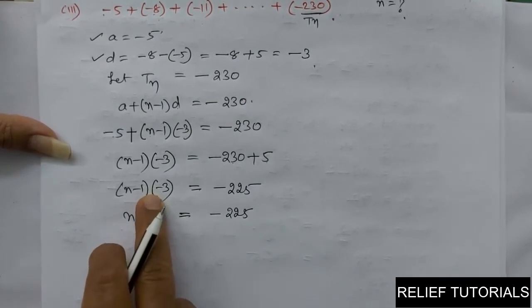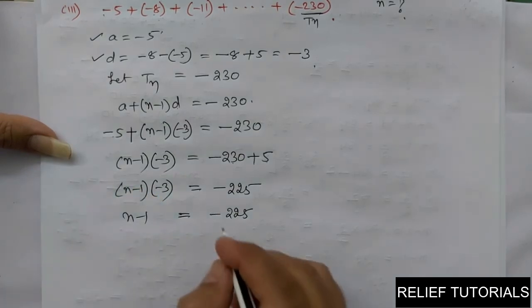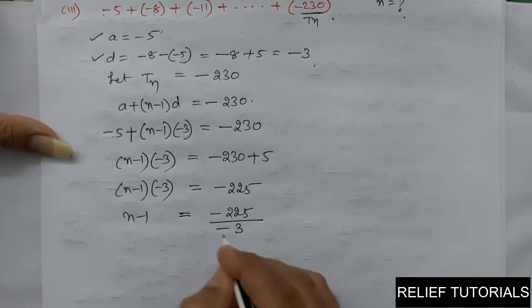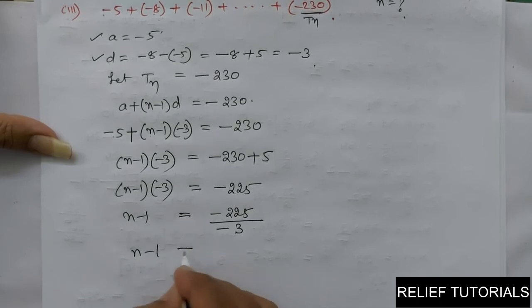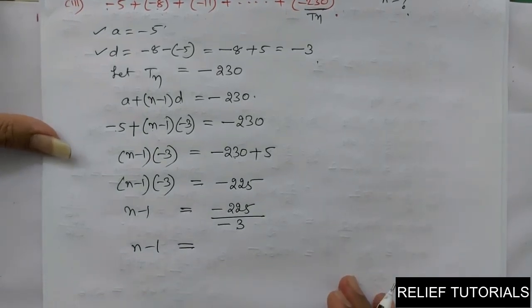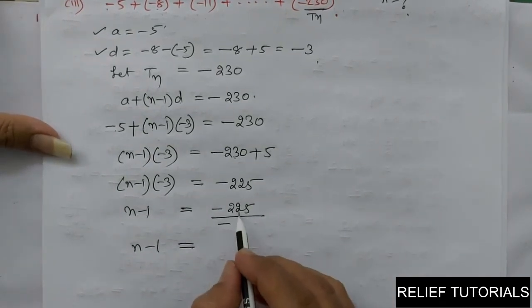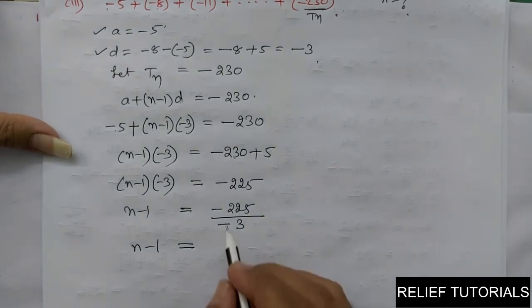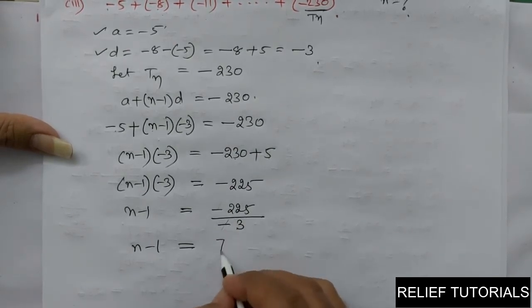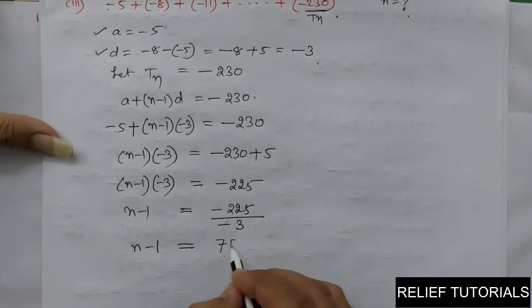So, n minus 1 is equal to minus 225 divided by minus 3, since minus 3 is in multiplication and when it goes to the other side it becomes division. Minus minus cancel. 2 plus 2 plus 5 is 9, so the total is divisible by 3, so the number will also be divisible by 3. 7 times 3 is 21, 15, 5.